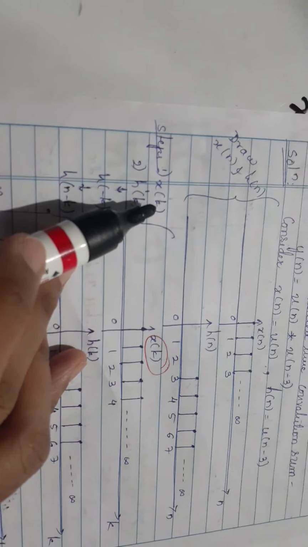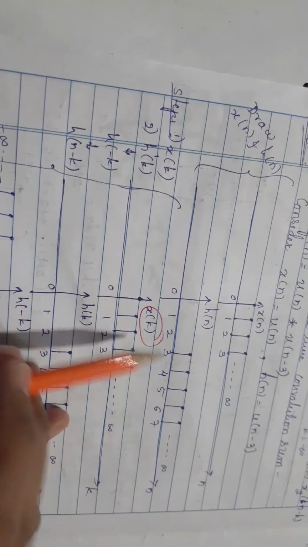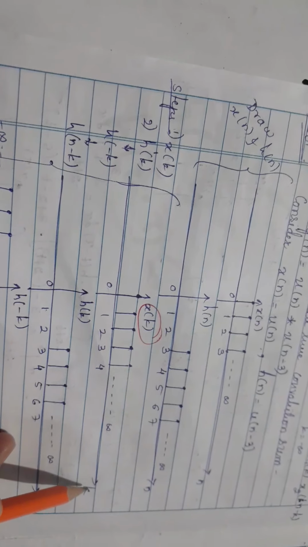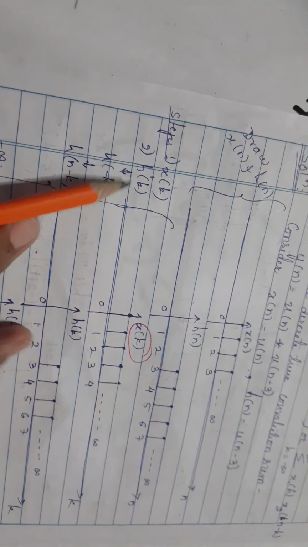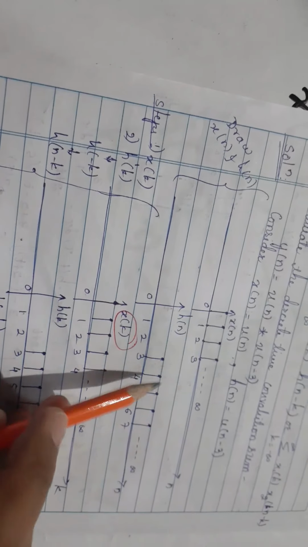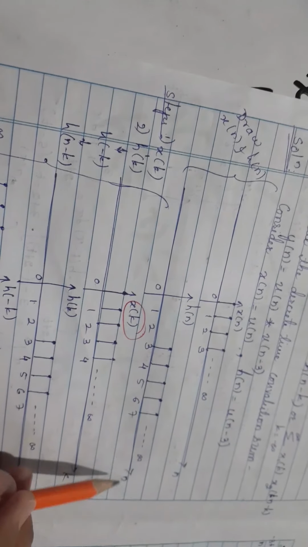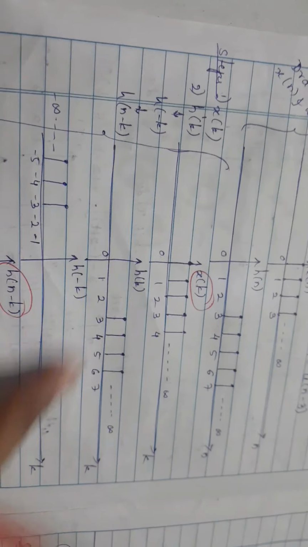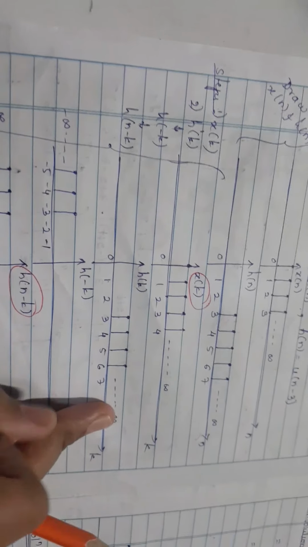So we have got these two signals. Let us try to follow these steps just like in the integral we used to follow these steps. First, draw x of k. How to draw x of k signal? Simply replace n by k. That's it. The variable is k. Then we need to go for h of k. We have already drawn h of n. Simply replace n by k. You will get h of k starting from 3 extending up to infinity.